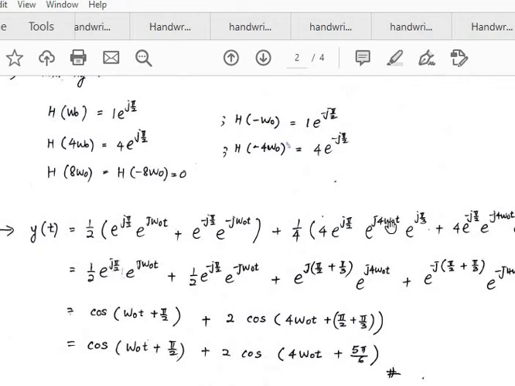Okay, so do you understand now? Hopefully you can understand by giving you this example.